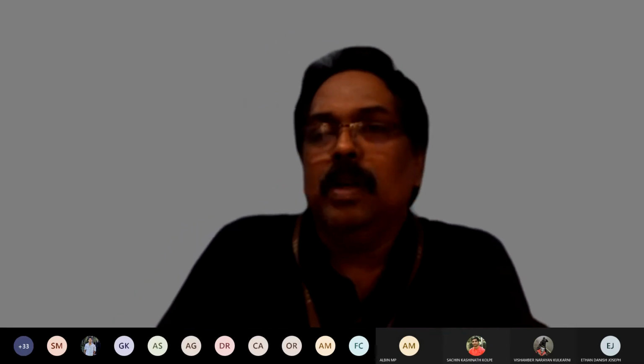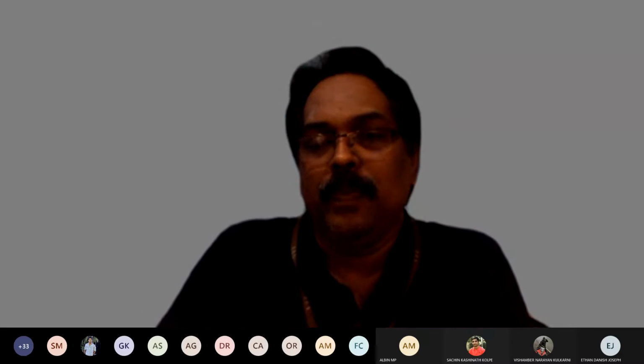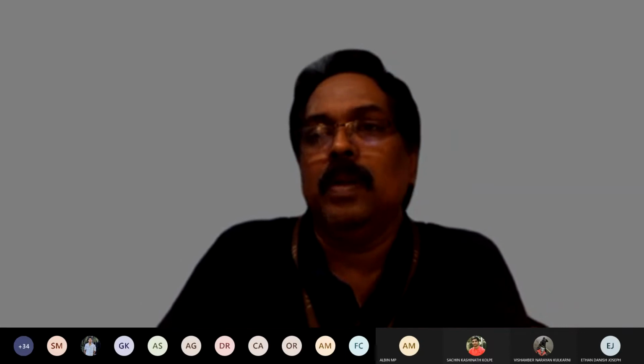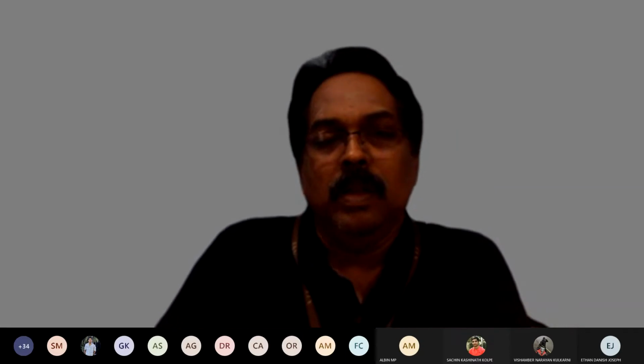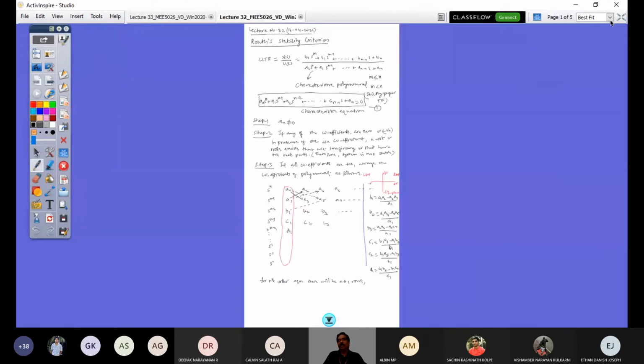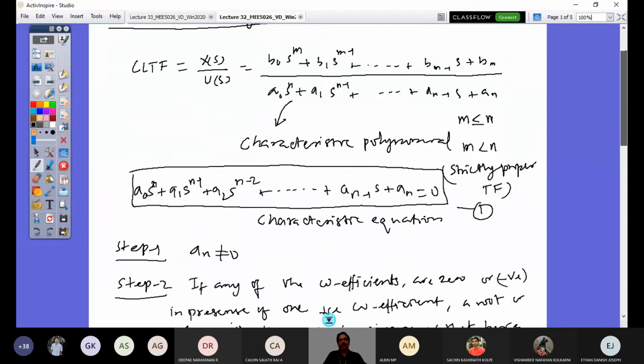So let me share my ActInspire board. I hope you are able to see this board. Right? In the last class, essentially, we looked at the Routh stability criterion. And here, if you look at this closed loop transfer function, it is the simplified block reduction diagram. You should understand that it is not the open loop transfer function.